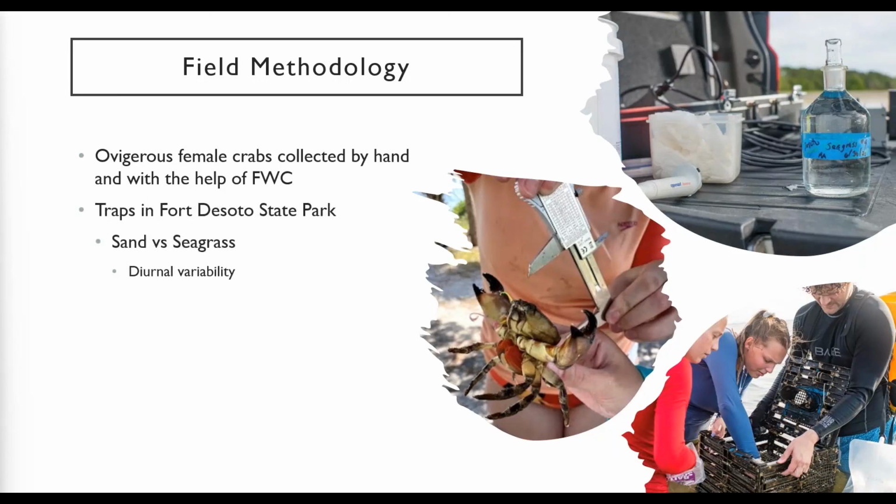So, a couple other field methods. The study took place over two summers. In 2020 it was based out of Mote Marine Lab, and in 2021 it was based out of Florida Southern College, which is the research I participated in. Ovigerous female crabs were collected by hand by us and Dr. Gravinese with the help of Florida Fish and Wildlife. We measured them and put them in traps in Fort DeSoto State Park. We had two different traps, a sand site and a seagrass site, to test that diurnal variability.